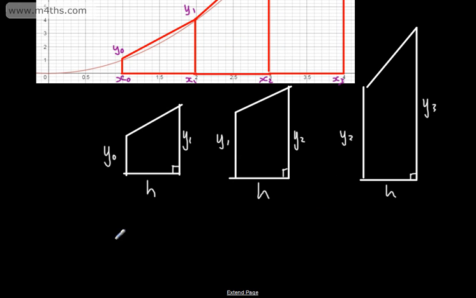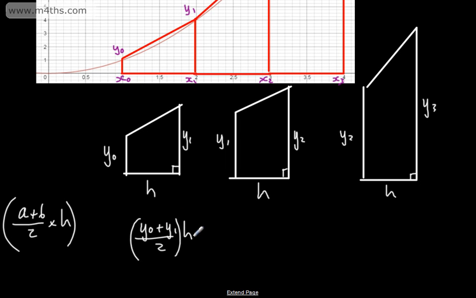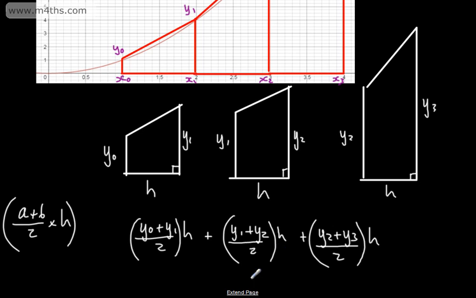If we think of a general formula for the area of a trapezium, if this side was A and this side was B, what we'd have is A plus B divided by 2 multiplied by the perpendicular height. So on this trapezium we've got y0 plus y1 over 2 multiplied by h. If we then add to that, we've got y1 plus y2 divided by 2 multiplied by h, plus y2 plus y3 divided by 2 multiplied by h.